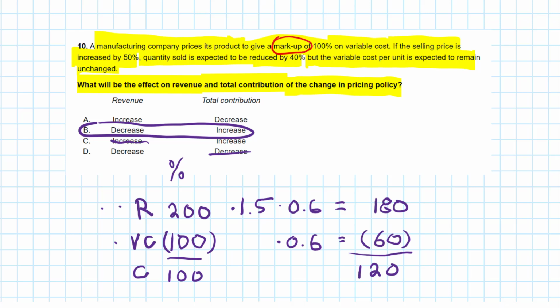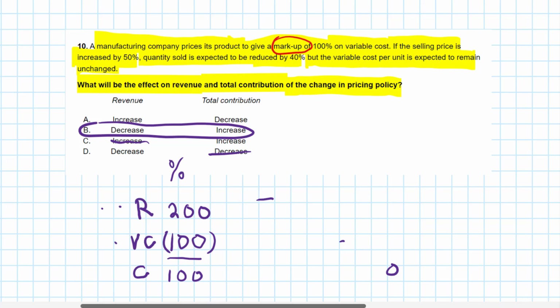That's how we can use our knowledge of markup and margin to successfully solve a performance management exam question. Now, just to recap from our last video, imagine they had said it was a margin of 20%, not a markup of 100%, but a margin of 20%. So we would start over.